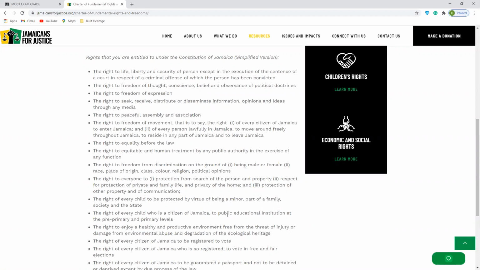Rights that you are entitled to under the Constitution of Jamaica. The right to life, liberty, and security of person, except in the execution of the sentence of a court in respect to a criminal offense of which a person has been convicted. The right to freedom of thought, conscience, belief, and observance of political doctrines. The right to freedom of expression. The right to seek, receive, distribute, or disseminate information, opinions, and ideas through any media. The right to peaceful assembly and association. The right to freedom of movement, that is to say, the right of every citizen of Jamaica to enter Jamaica, and of every person lawfully in Jamaica to move around freely throughout Jamaica, to reside in any part of Jamaica, and to leave Jamaica.